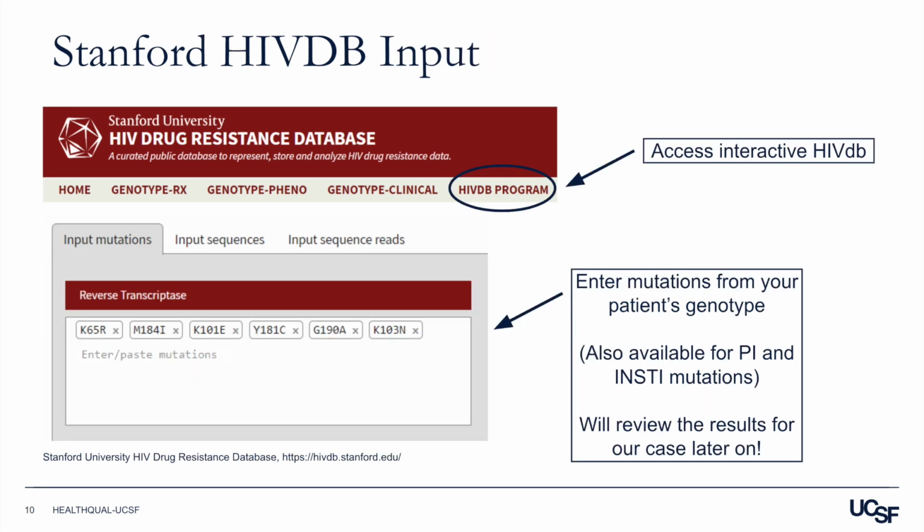This is what the input looks like. So it may be a little small, but I think we'll share these slides. On the bottom left-hand corner here, I have the web link for you. And where it says HIV DB program circled, that is where you can access the interactive program that allows you to just enter your own patient's mutations, and it will spit out some results for you.